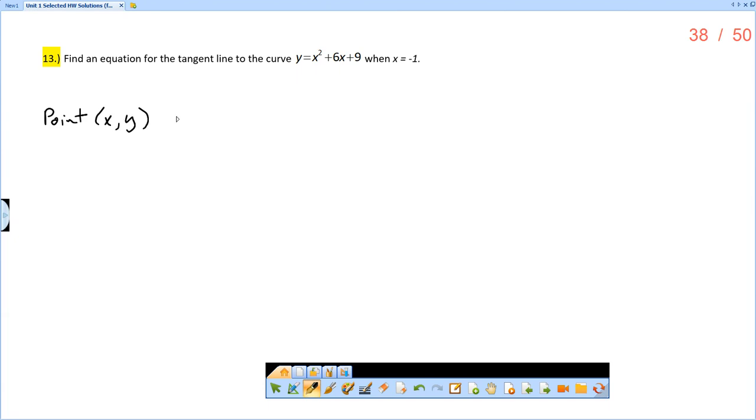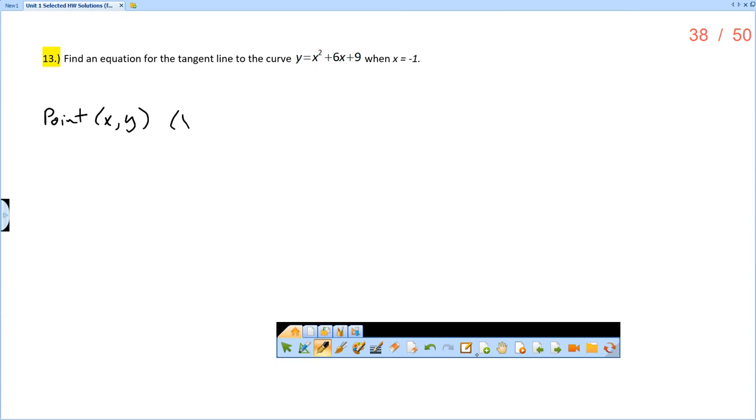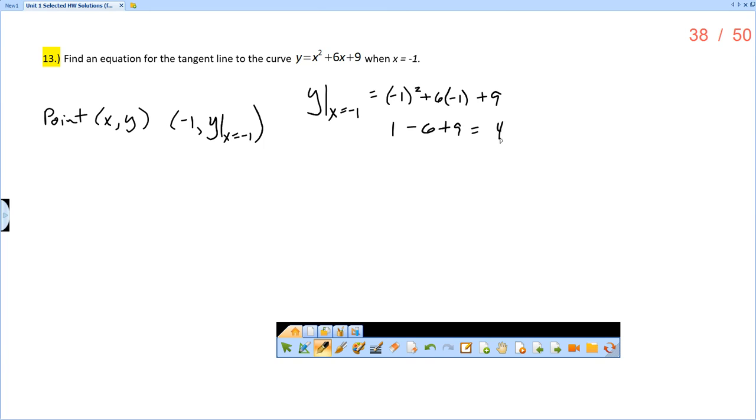All right, so the point is going to be x comma y. So we start off with x is equal to -1, right? And so -1 comma y. Well, y when x is -1, right? So I need to evaluate y when x is equal to -1. All right, so that means (-1) squared plus 6 times -1 plus 9. All right, so (-1) squared is +1 minus 6 plus 9. So -5 plus 9 is 4. So that means my point is -1 comma 4.